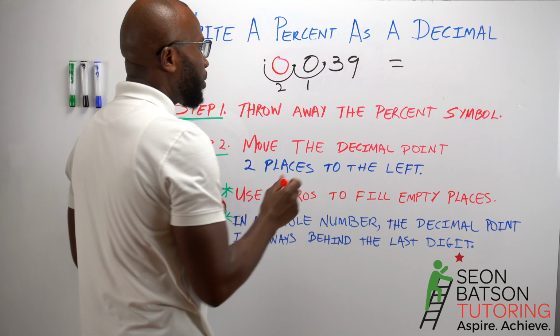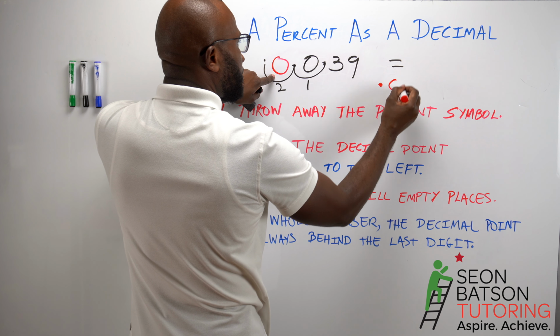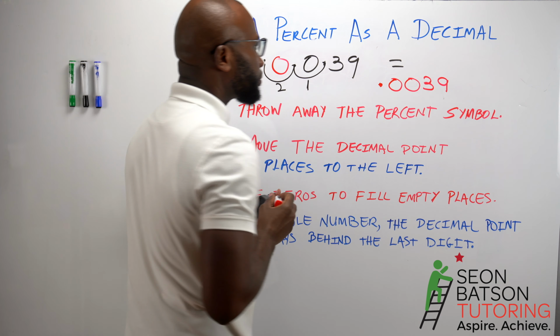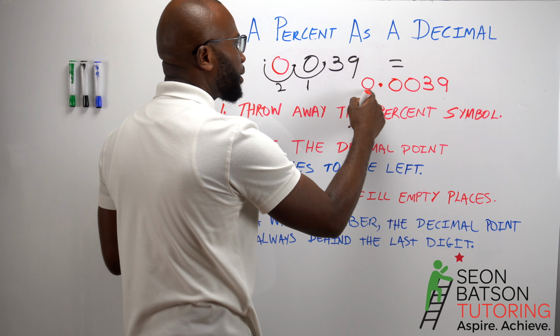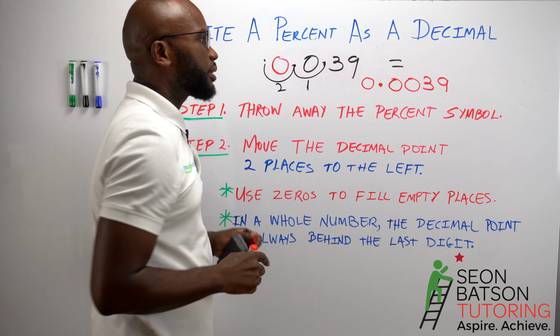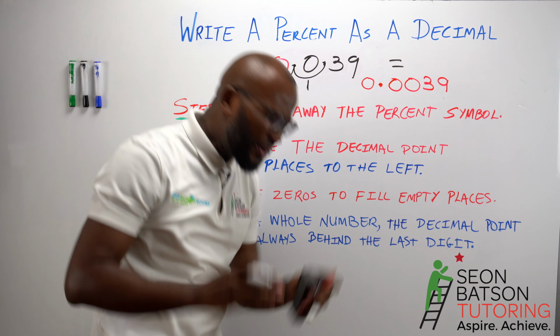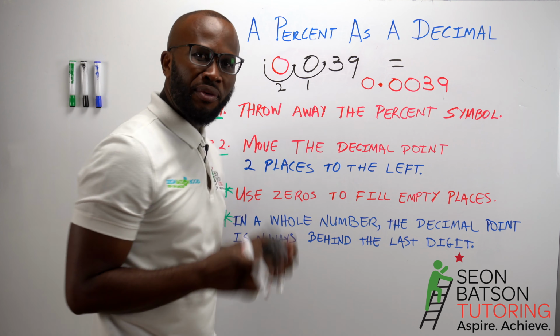Yes? Now our answer will be, we'll put back our decimal point, the 0, the second 0, 3, and the 9. And we can use a 0 to fill this ones place here that is in front of the decimal point. Get the idea? It's very simple, very straightforward, very fun.